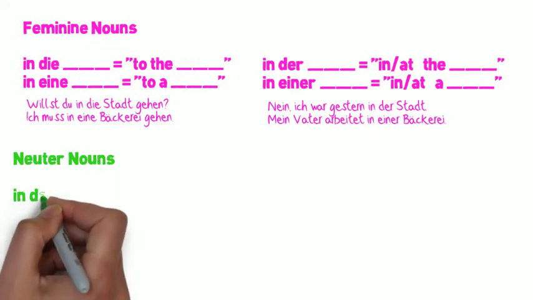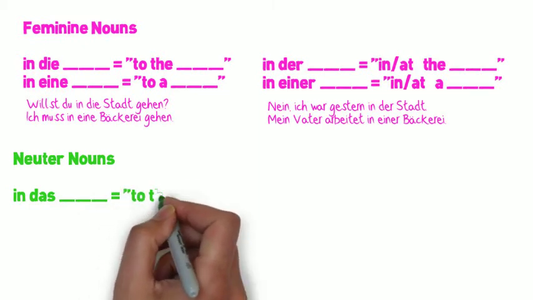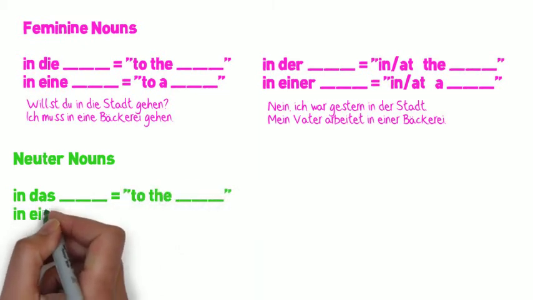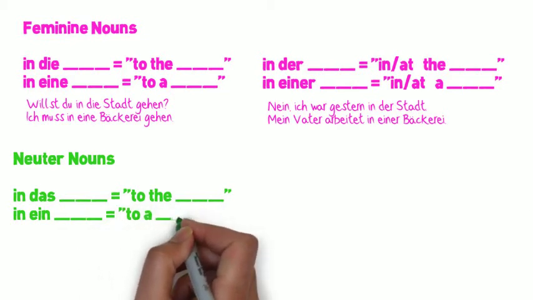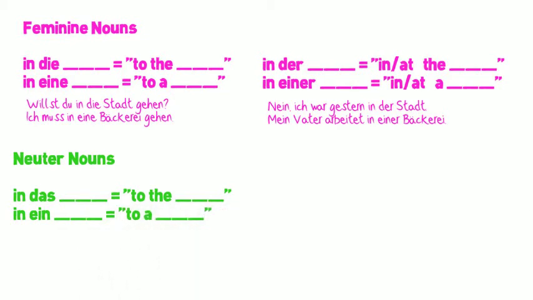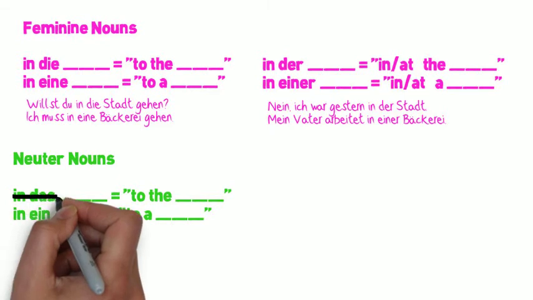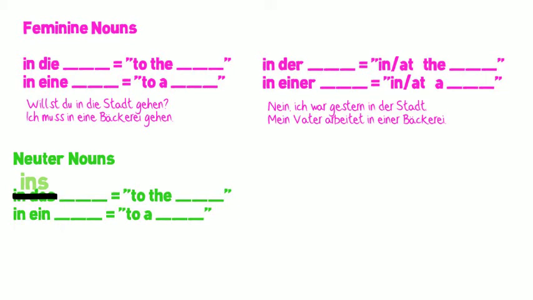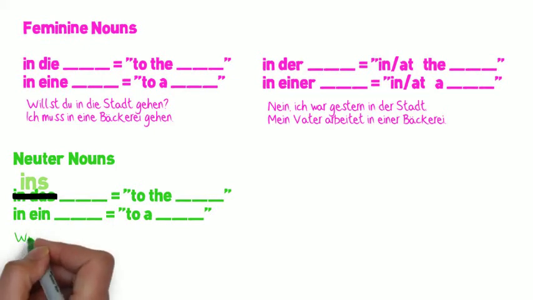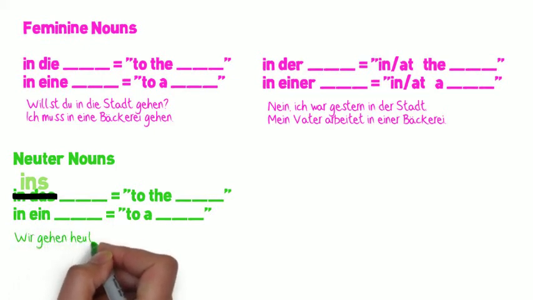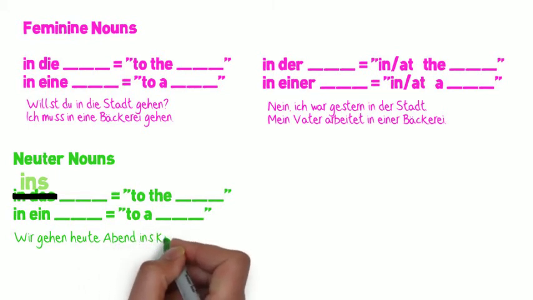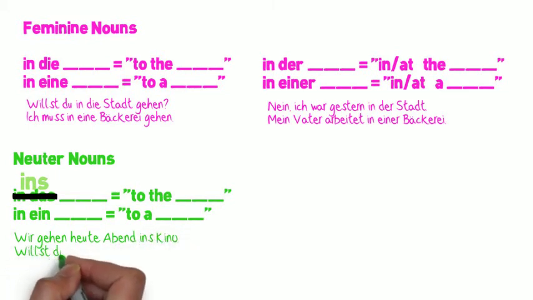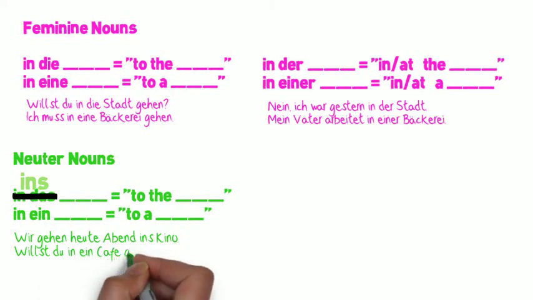Same thing with neuter nouns. In das is the option for to the, and in ein is the option for to a. However, in das also takes a contraction and becomes ins, as in ins Kino, or ins Konzert, or ins Café. For example, we could say something like this. Wir gehen heute Abend ins Kino. We're going to the movies this evening. Willst du in ein Café gehen? Do you want to go to a cafe?